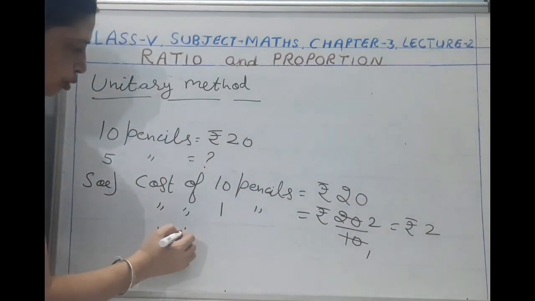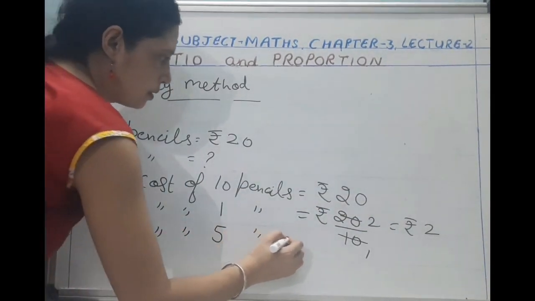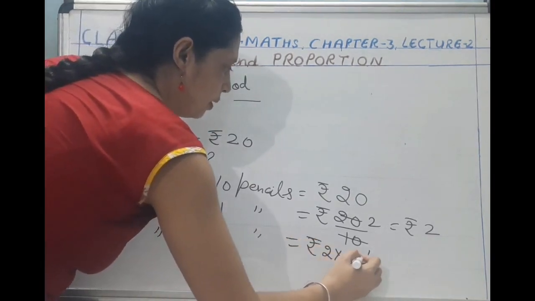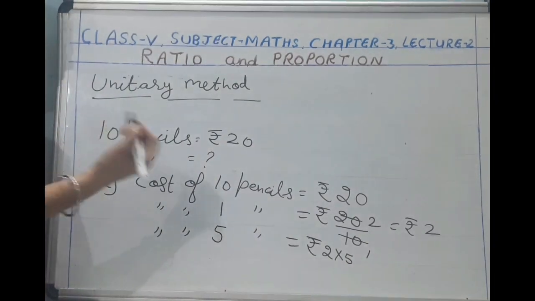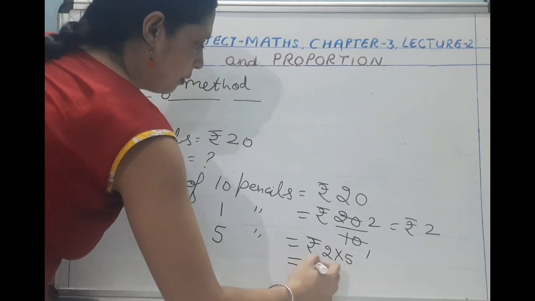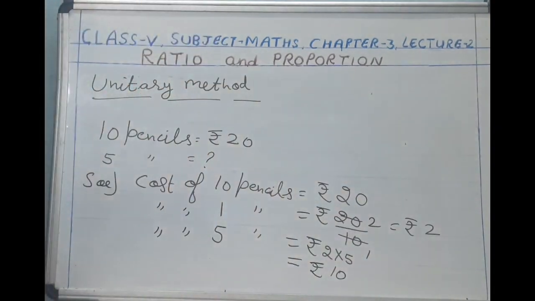We can find out the cost of 5 pencils. Rupees 2 multiply by 5. 5 की cost 1 pencil की cost को number of pencil से multiply कर दिया. Rupees 2 multiply by 5, it will be rupees 10. Understood? So what we have done here? First of all, we have found out the value of a single unit. Then we have to find out the value of more units. 5 units, 5 pencils की cost पूछी थी. So we have multiplied. Right? This is known as unitary method.